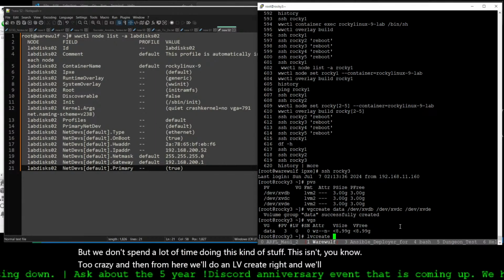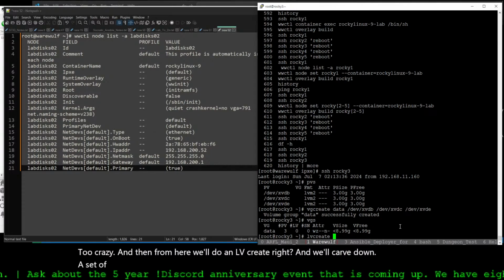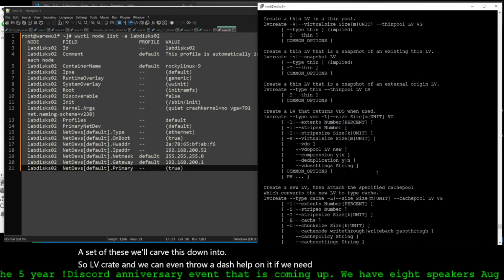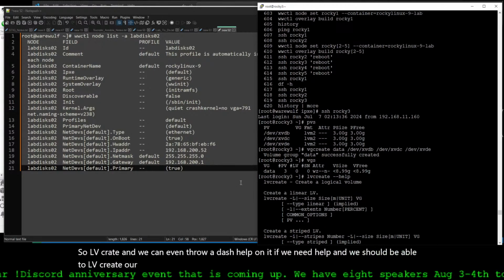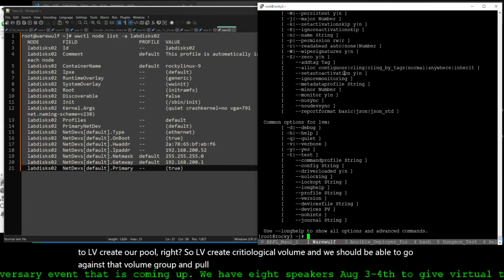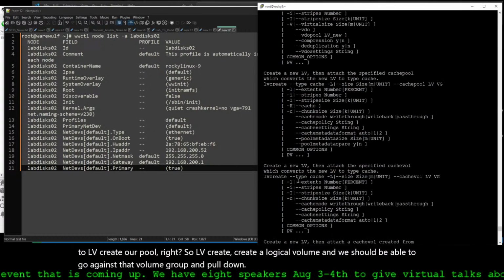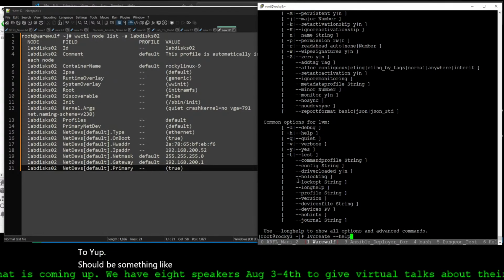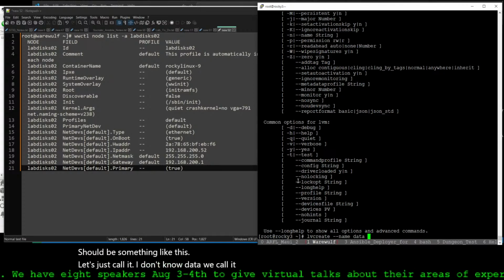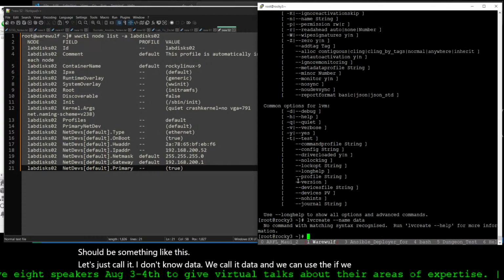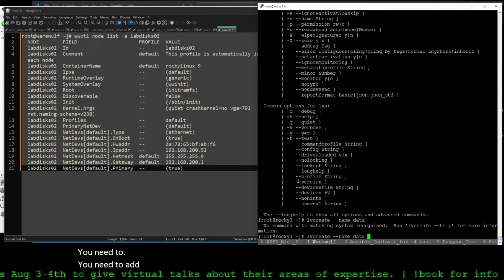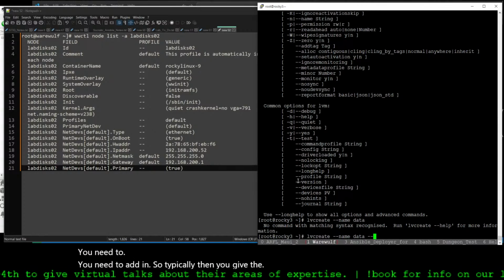And then from here, we'll do an LV create, right? And we'll carve this down into a set of these. LV create, and we can even throw a dash help on it if we need help. And we should be able to LV create our pool, right? So LV create a logical volume, and we should be able to go against that volume group and pull down. Yeah, should be something like this. Let's just call it, I don't know, data. We call it data, and if we hit this, it'll say nope. You need to add in. So typically then you give the, what is it, the volume group.